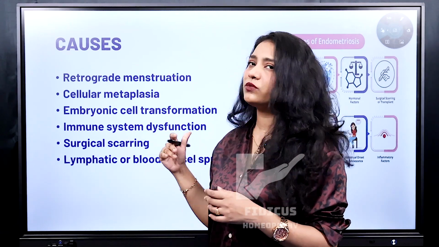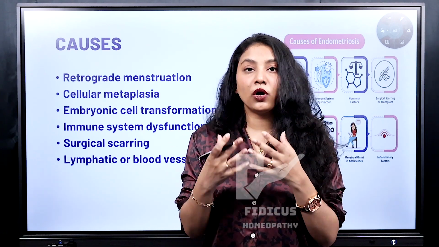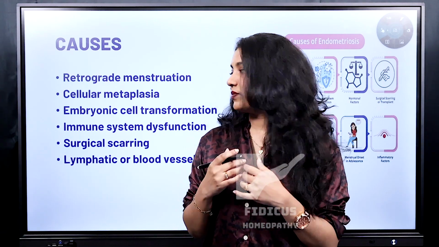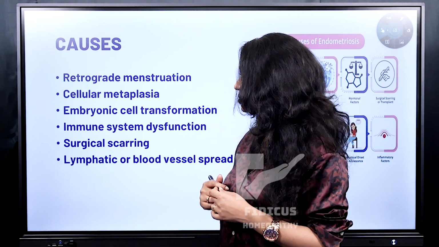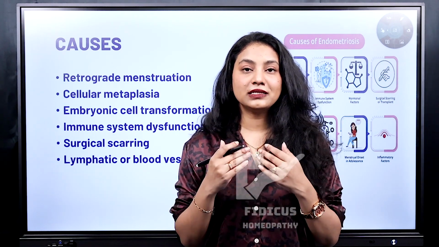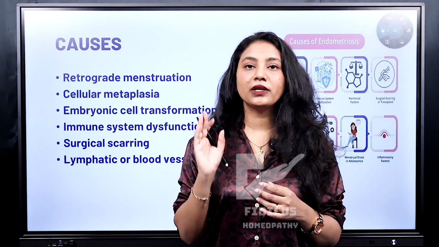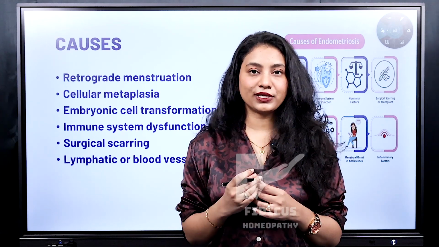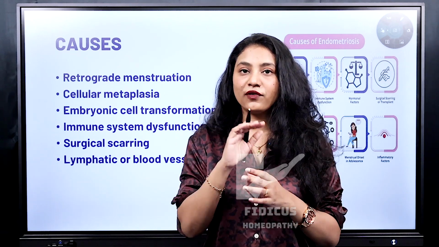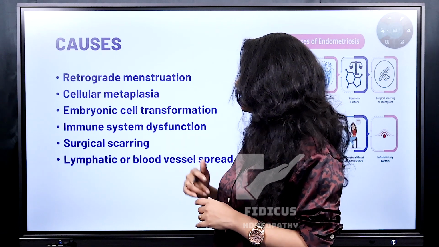Immune system dysfunction, which we will be discussing in the pathological part, is a dysfunction or abnormal reaction to a certain allergen or antigen. Surgical scarring. Here what we see is that people after having a C-section or a hysterectomy, sometimes during that operation, these endometrial cells can be lodged away from the uterus, leading into endometriosis. This is called surgical scarring.